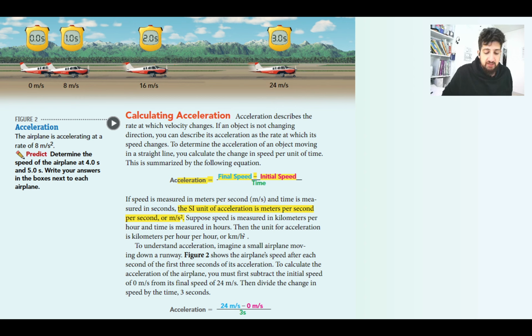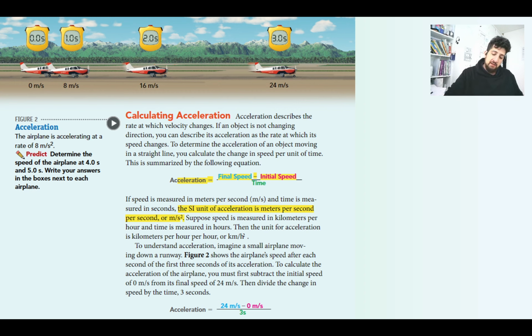To determine the acceleration of an object moving in a straight line, you calculate the change in speed per unit time. So remember how we calculated velocity? Velocity is the change of distance over the change in time. So the total distance covered over time is speed or velocity. Now, with acceleration, it's change in speed over time. Not change in distance over time, which gives you speed, but change in speed over time.